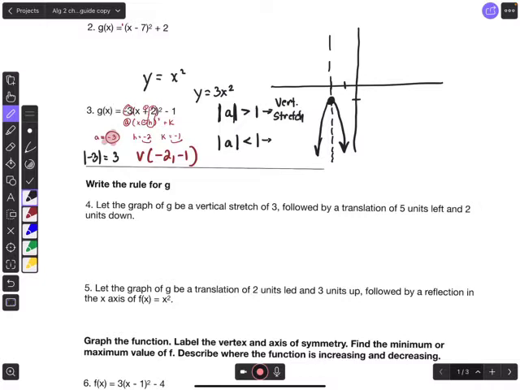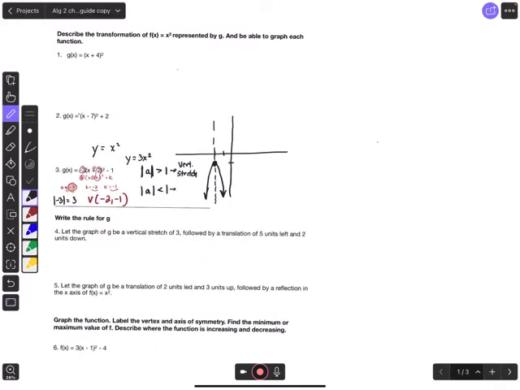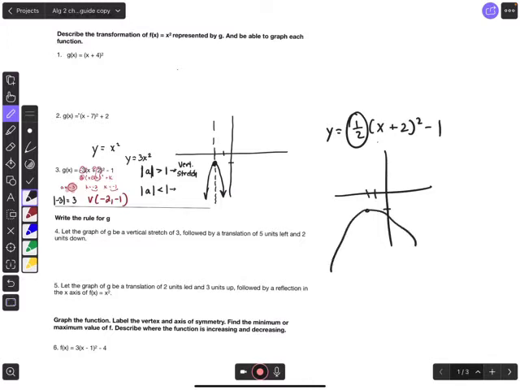The only way you get yourself a wide parabola, one that is compressed in the y direction, making it flatter, would be something like this, 1/2 (x plus 2) squared minus 1. This 1/2 now, if I was graphing that, it'd have the same vertex, -2, -1, but it would be a wider parabola.